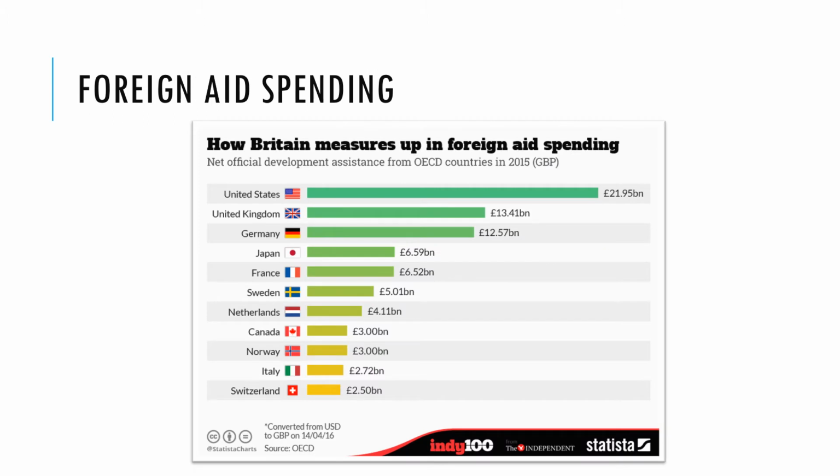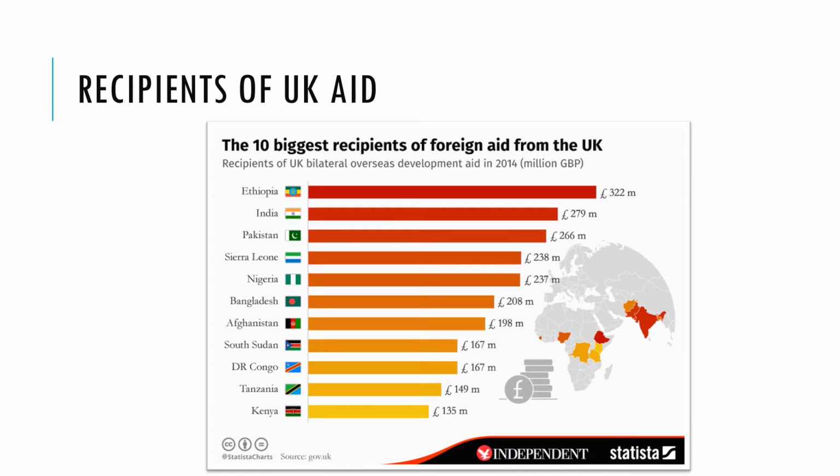So we mentioned earlier the biggest countries in terms of generators that were giving aid. We could say USA, UK, Germany, Japan, and France. But also other countries like Sweden, Netherlands, Canada, Norway, Italy, and Switzerland. Of course, this is not per capita, this is just in total. Where does this money go to? Well, for example, these are the 10 biggest recipients of foreign aid from the UK.